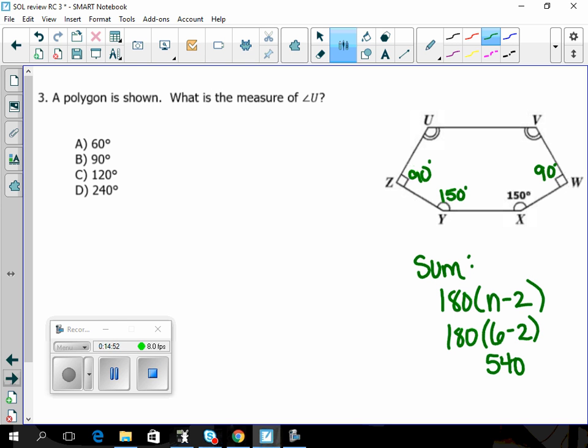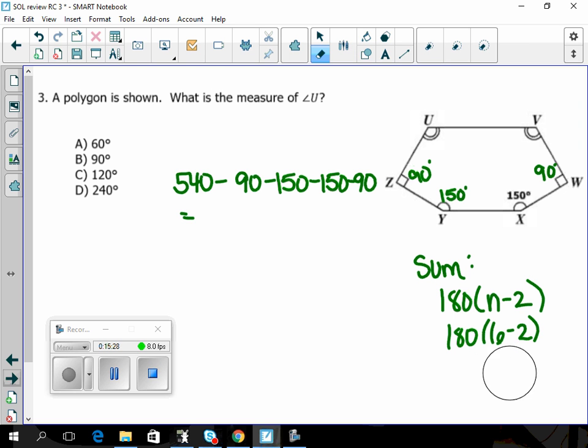So I know that if I take 540 and I subtract 90, 150, 150, and 90, I should get, I think, 240. Let's double check. Let's plug it into our calculators. I'm sorry. I get, whoa. Is it 540? 180 times 4. Oh, goodness gracious, guys. This is 720, not 540. Miss Macro, you got to do your math. So this would be 720.